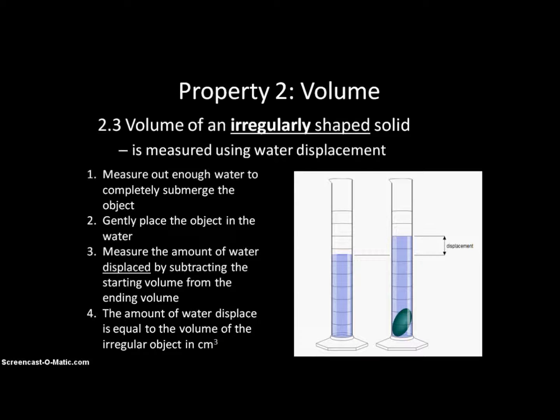The third thing we'll want to do is measure the amount of water displaced, and to do that we're going to subtract the starting volume, so what we started with. We're going to take that away from the ending volume, what it is after we put the object in, and the difference between those two is going to be the volume of our irregularly shaped object in centimeters cubed.